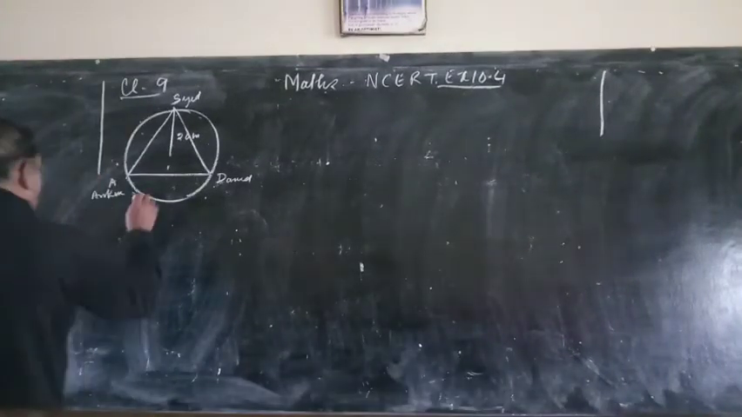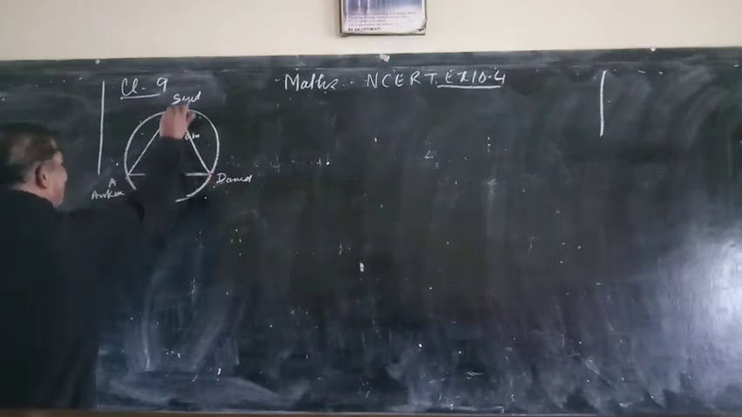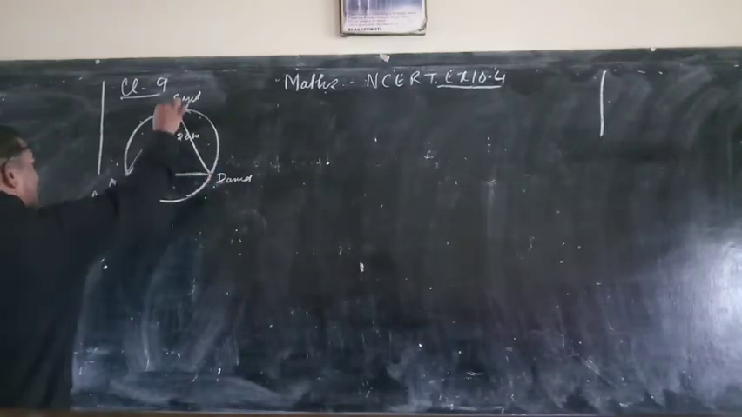From this we have to find out the side of each part of the triangle. You have to find out, which means we have to find the length of SA, AD and SD. Okay. And only one information we have been given. What is the second information?